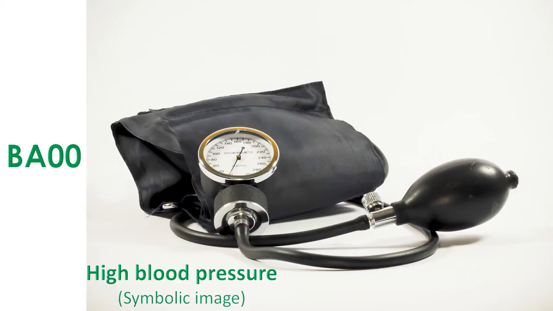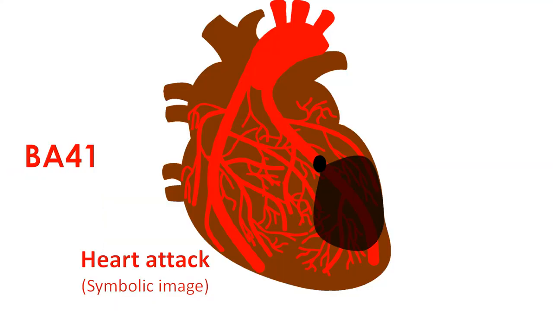The subgroups start with hypertensive heart disease. BA00 is the code for essential hypertension, while BA01 codes for hypertensive heart disease. Essential hypertension is high blood pressure without any other cause and is the commonest variety in adults. Among the codes for ischemic heart disease, BA40 codes for angina pectoris and BA41 for acute myocardial infarction, heart attack.